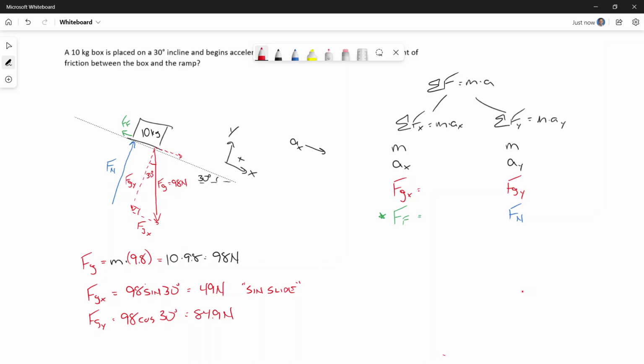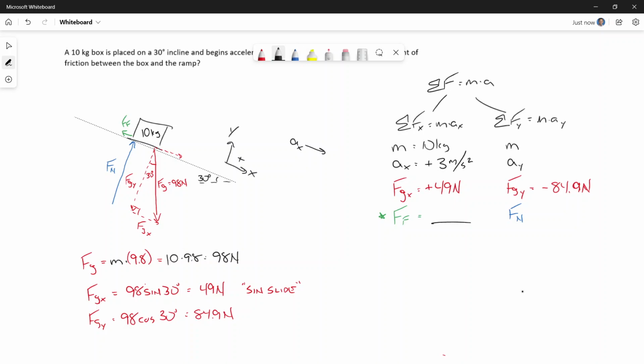So I'm going to put those pieces in here. Again, down the ramp is positive, so the x piece is positive 49 newtons, and the y piece is into the ramp. That's going to be the negative direction, 84.9 newtons. All right, so where do we go from here? Well, let's plug in the things we know in our table. We know the mass is 10 kilograms. It accelerates down the ramp, so positive, at 3 meters per second squared, which means we have one missing piece.